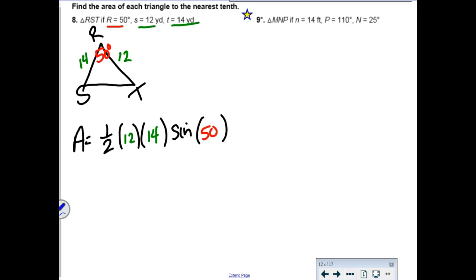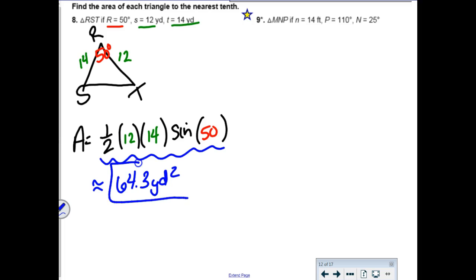So we're going to use the area formula that we just saw, which you do not have to have memorized. It is on your formula sheet. But it's 1/2 times the two sides, any order, times the sine of the included angle, which for us was 50 degrees. So getting that typed in your calculator, and you get approximately 64.3 yards squared. Now do watch your labeling, guys. This is area, so you want to make sure you have a unit squared on the end of it.